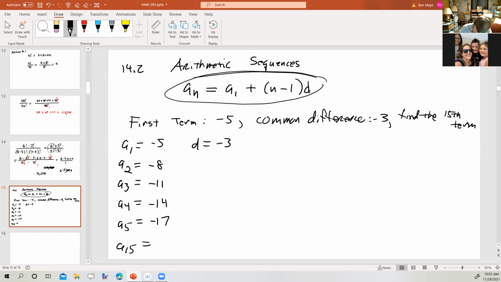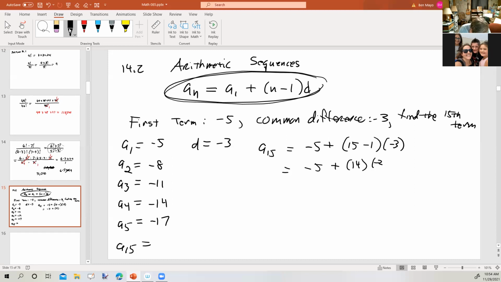doing this. Using this formula, a sub 15 equals a sub 1, which is -5, plus n, which is 15, minus 1 times d, which is -3. So then this is equal to -5 plus 14 times -3, which is -5 plus, what's 14 times -3? That's -42, and that becomes -47. Okay. Any questions about this particular problem?